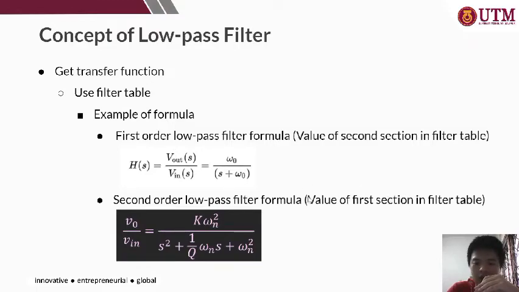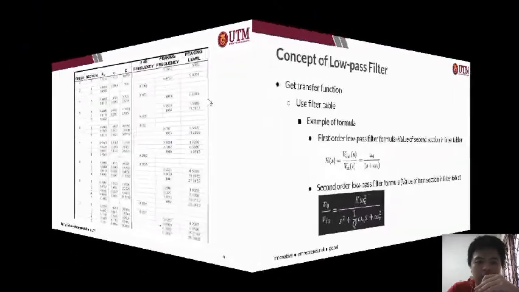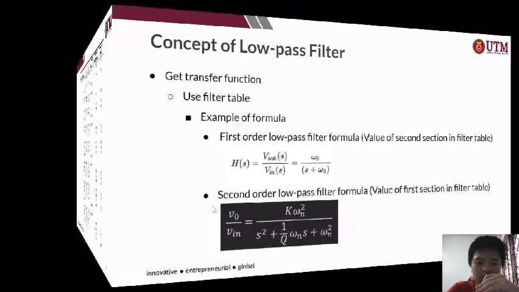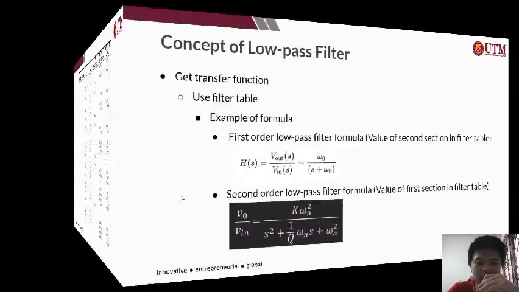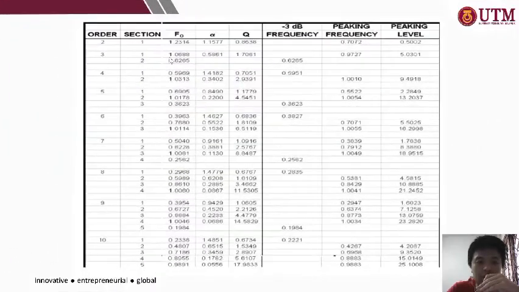We look at the table. The first section, 1.0688. So this one we will use in this formula, the second order low pass filter formula. So 1.0688. What is this? So this one is the value of omega n. So we substitute everything into the omega n, and k is 1. And q, what is q? So q is this one.